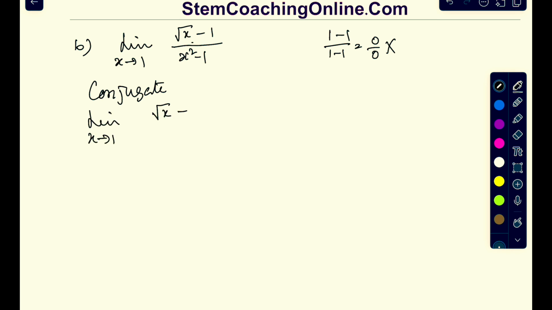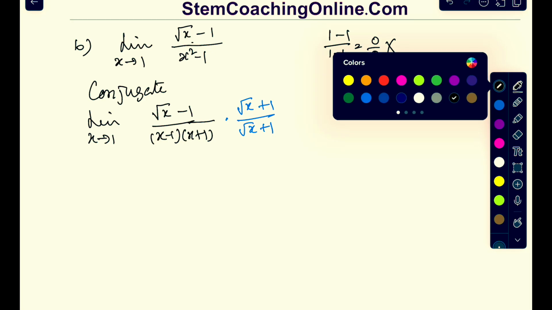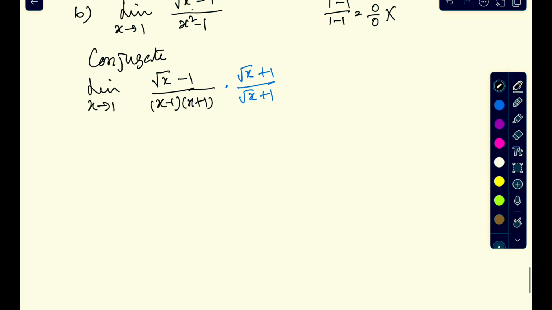Okay, so let's see. What we'll do is multiply the numerator and denominator both by the numerator's conjugate, which will give me the limit as x approaches 1. We get x minus 1, so x is a square minus b square, x minus 1 over x minus 1 times square root of x plus 1.